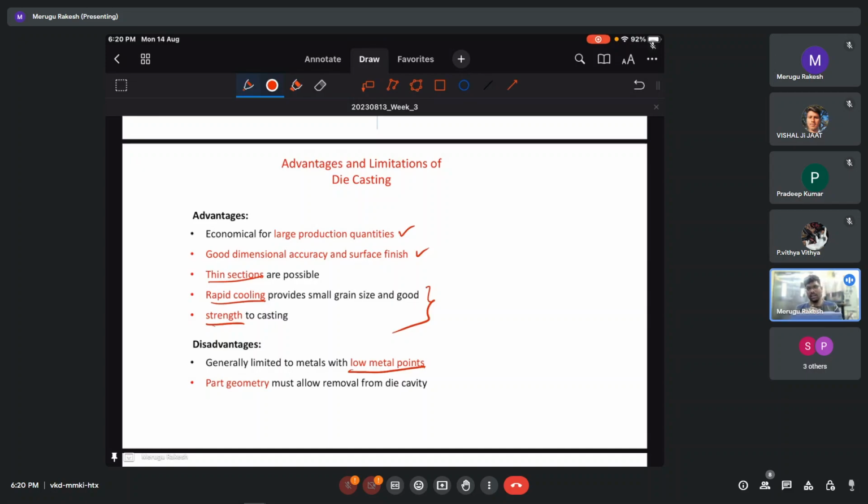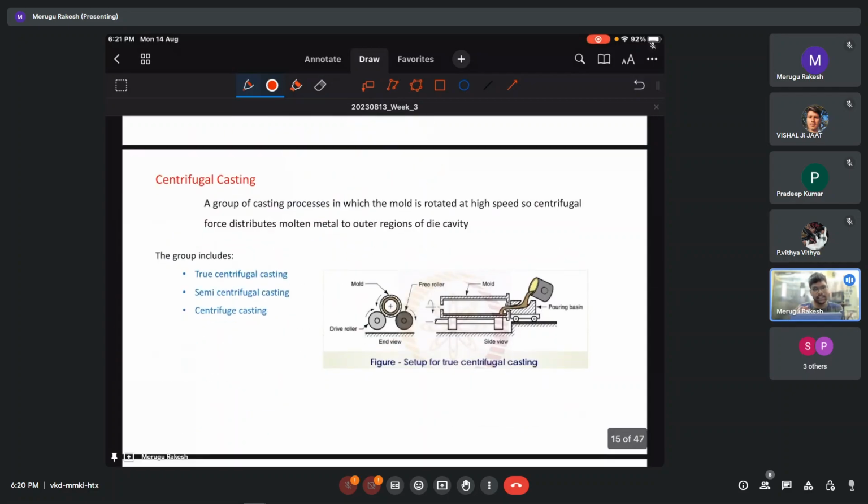So we just revised what is permanent mold casting, and then we came to die casting, which is a kind of permanent mold casting. So now let us move to the other types such as centrifugal casting. As the name signifies, we use centrifugal force to distribute the metal. As you see on the right side, this is a typical centrifugal casting, which is used to produce large cast iron pipes. So this is the end view and this is the side view.